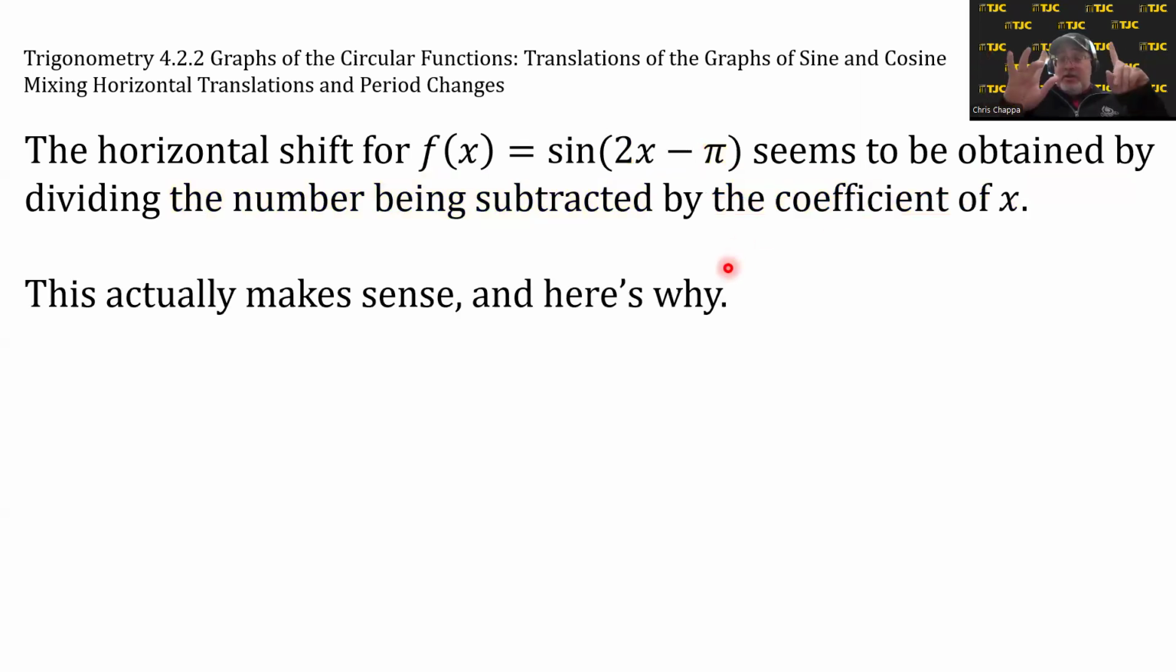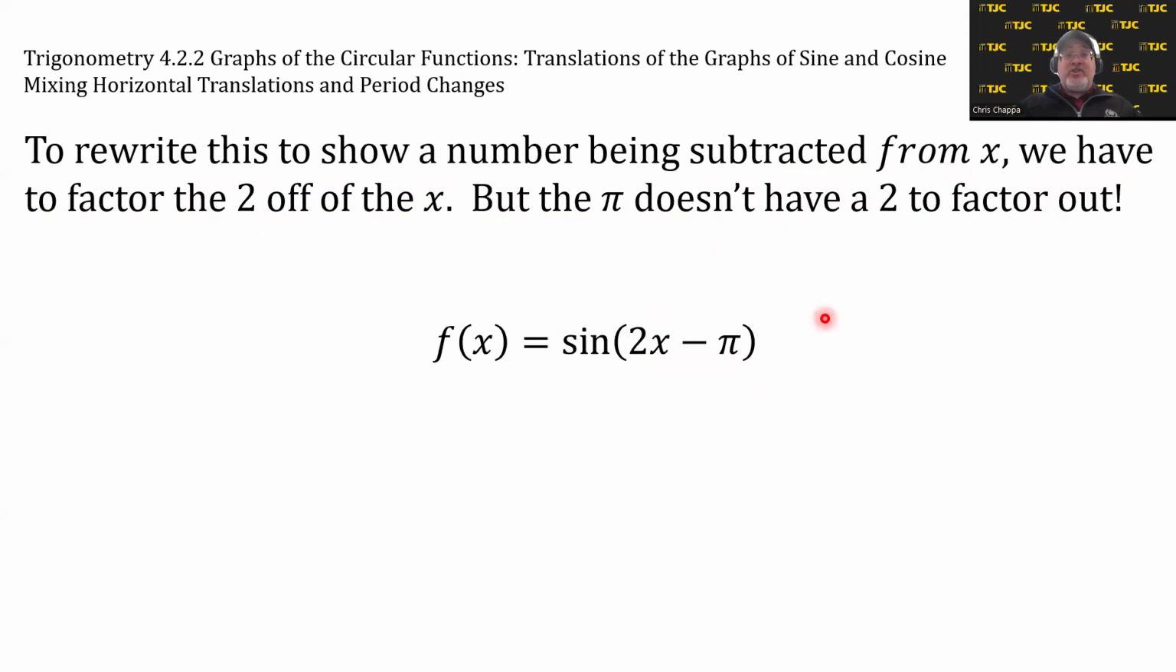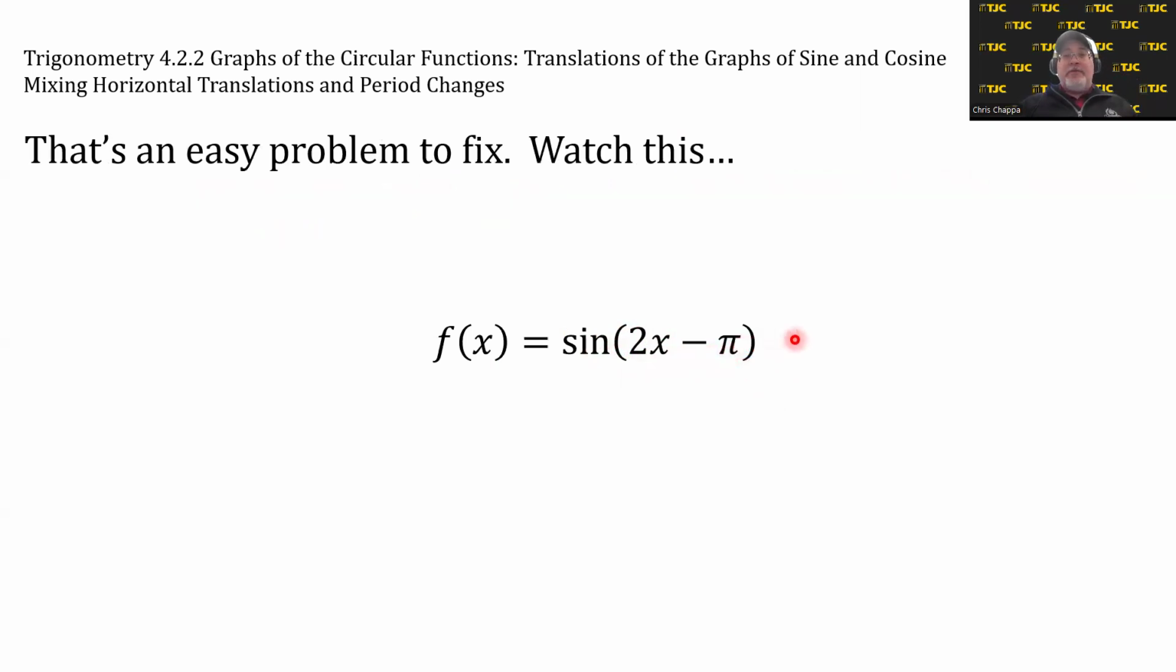This actually makes sense, and here's why. The horizontal shift is the number being subtracted from x, but the pi is being subtracted from 2x. To rewrite this to show a number being subtracted from the x, we have to factor the 2 off of the x, but the pi doesn't have a 2 to factor out. That's an easy problem to fix.